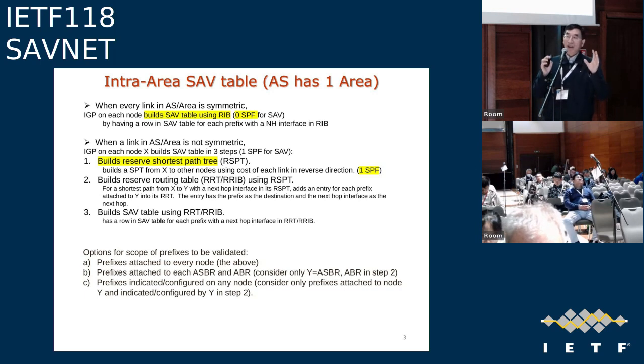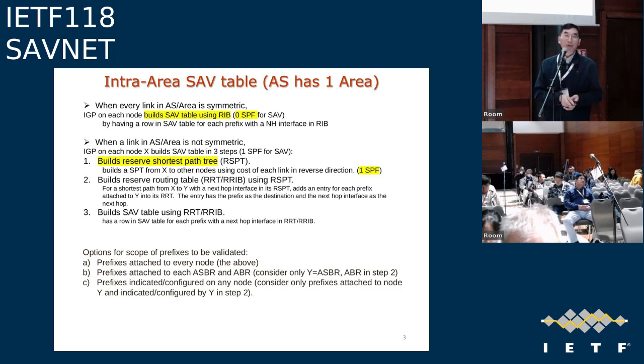So when there is a link which is not symmetric, in this case, every node will build the SAVI table in three steps. At step one, we build a reverse shortest path tree. So this tree is from myself, node X, to the other nodes in the area, but uses the cost of a link in the reverse direction.